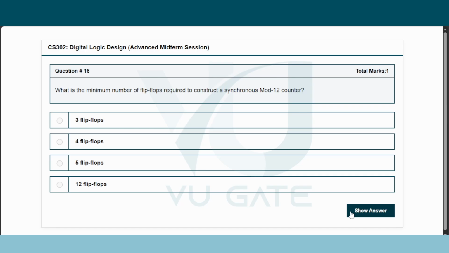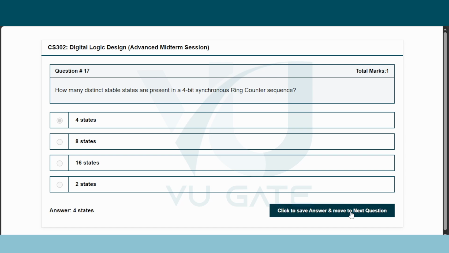Let's move to question 16. What is the minimum number of flip-flops required to construct a synchronous mod 12 counter? The correct answer is 4 flip-flops. Now for question 17. How many distinct stable states are present in a 4-bit synchronous ring counter sequence? The correct answer is 4 states.